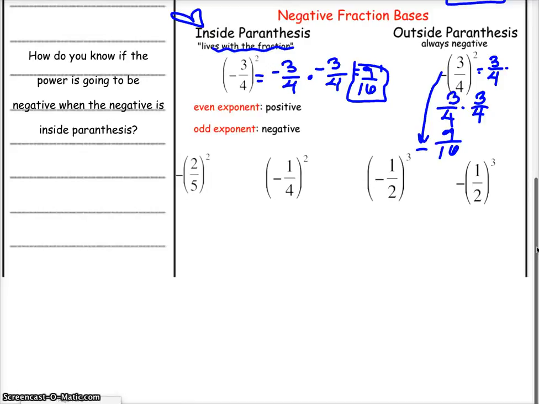There's a trick to know if it's going to be positive or negative when it's inside by the power of the exponent. If it's an even exponent, it's going to be positive. If it's an odd exponent, it will be negative. If it's a part of the base, if it's inside the parentheses. The reason is because we think about pairing up negatives. If you have an even amount, you can pair up negatives, so it will be positive. If you have an odd exponent, you will have a negative left out.